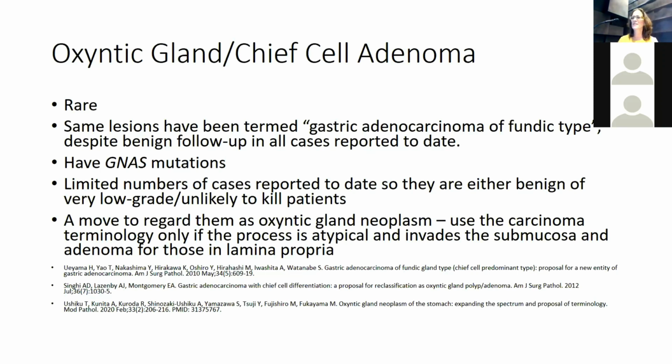So we have a tendency here, I think, to call things more benign than colleagues in Japan do. However, more recently, I think cooler heads have prevailed, and this is also from a group of Japanese colleagues. And they said, well, with these oxyntic gland neoplasms, just use the carcinoma terminology if it's actually atypical and invading the submucosa. So I think we've got these sorted out.